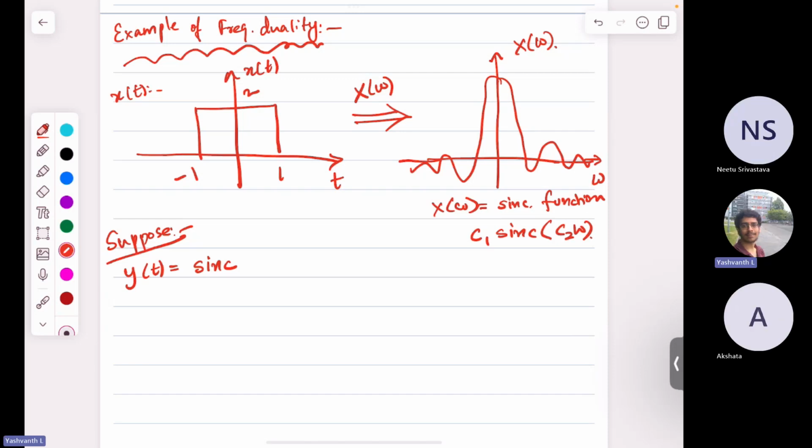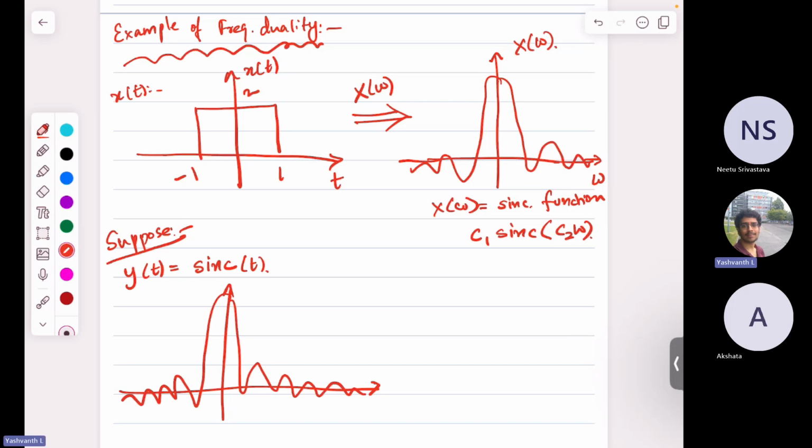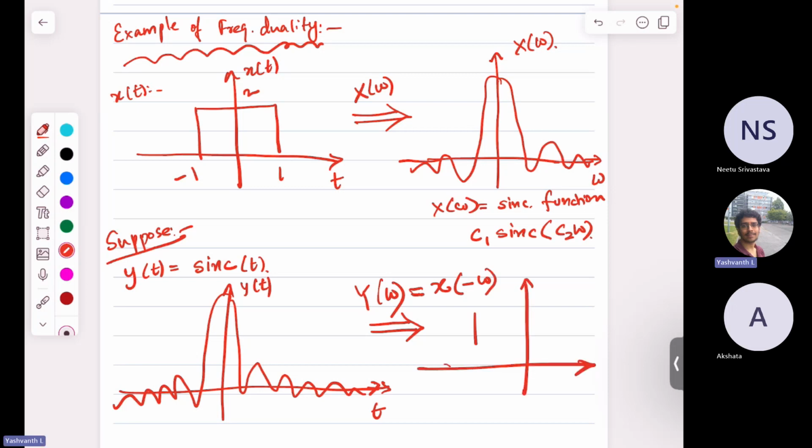Now suppose I want to take a time domain signal which is already a sinc function, sinc t. That is, your y of t itself is a sinc function. If I compute the Fourier transform, Y of omega, this is nothing but small x of minus omega. Of course there's a 2 pi constant, but these constants you ignore for a moment. Let's say it is c3 times x of minus omega.